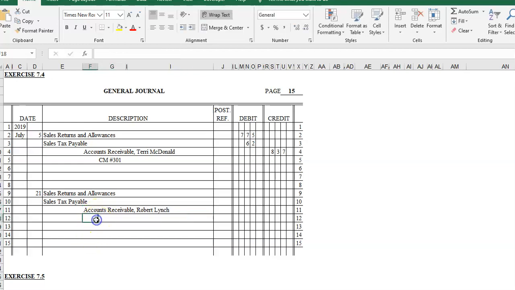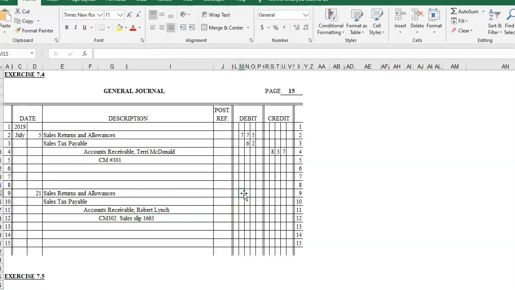It's the same transaction almost, except they're just going to put, again, the credit memo number, 302. Actually, you might want to put original sales slip in case you want to refer back to it.